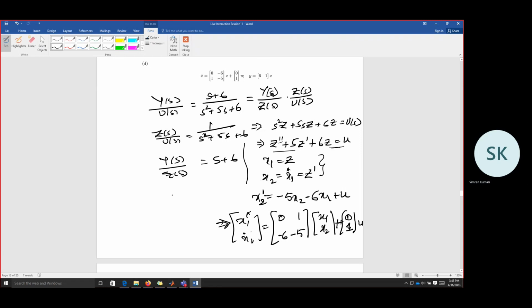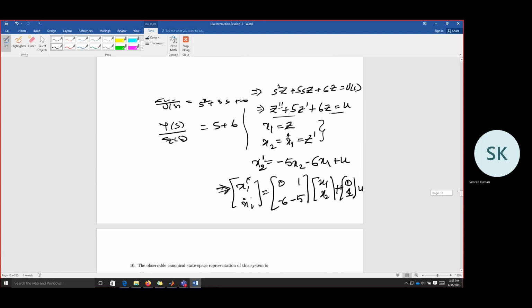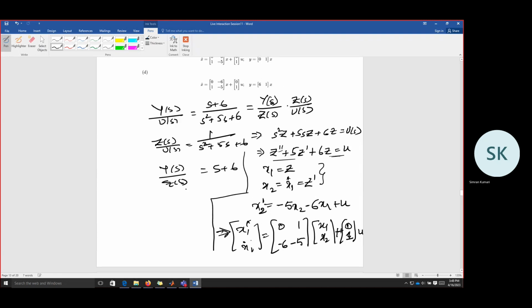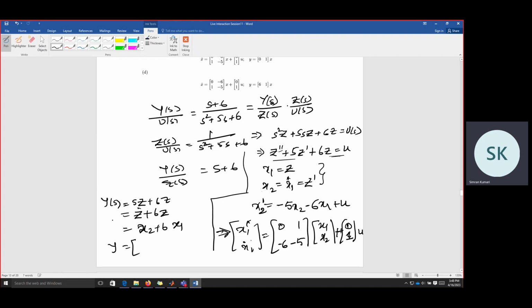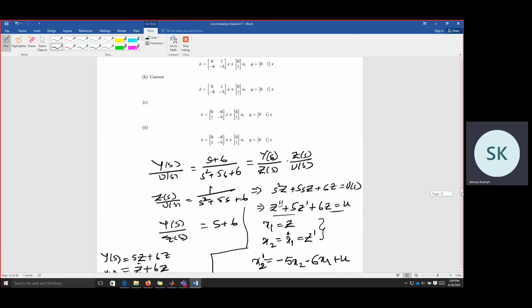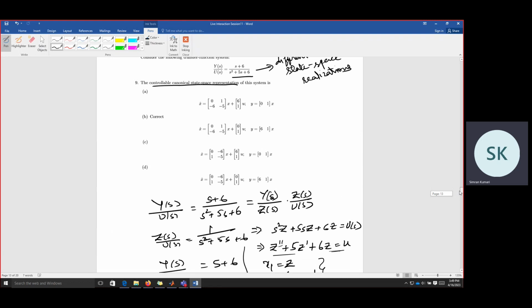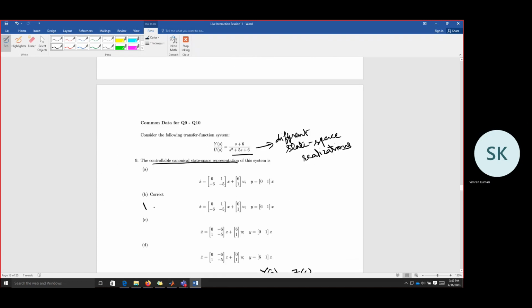And for output, we have Y(s) equal to sz plus 6z. For this one, it is z dot plus 6z, and for z dot, we know it is x2. So this is x2 plus 6x1. So y is simply 6 and 1, and this is x. So what is the state space, a controllable canonical form that we obtained? 0, 1, minus 6, minus 5, this one.